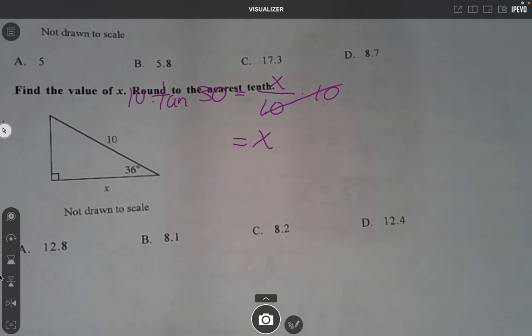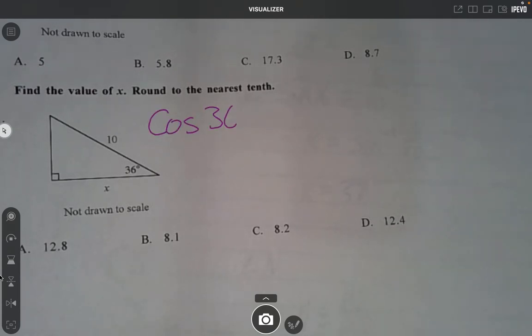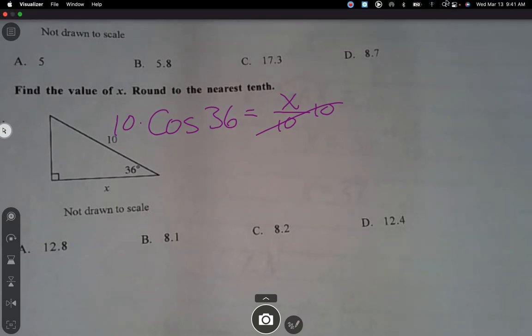Okay, then the last one. Do I have a minute, y'all? Okay, one minute. All right, is it sine, cosine, or tangent? I have adjacent and hypotenuse. Which one has adjacent and hypotenuse? Come on, cosine. So the cosine of 36 equals x over 10. How do you solve for x? Multiply by 10, and that's going to give you your answer. Y'all got this. You get B, 8.1 or whatever.